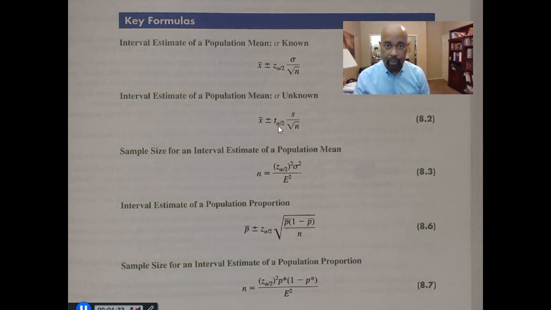If you're given an alpha, a level of significance, then you divide that level of significance in half in order to select the proper t-value, and that's it. That's how you distinguish between when you use these two.